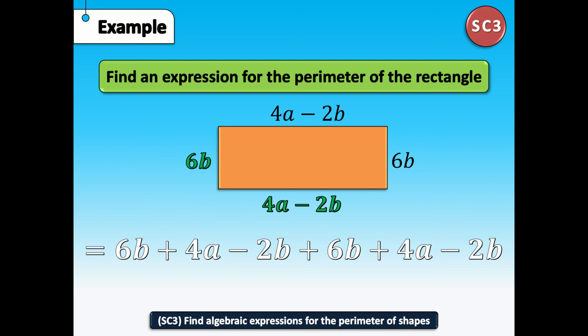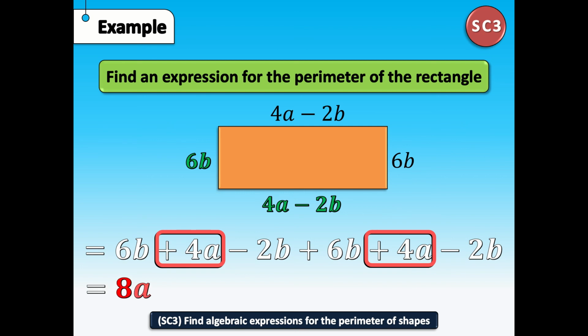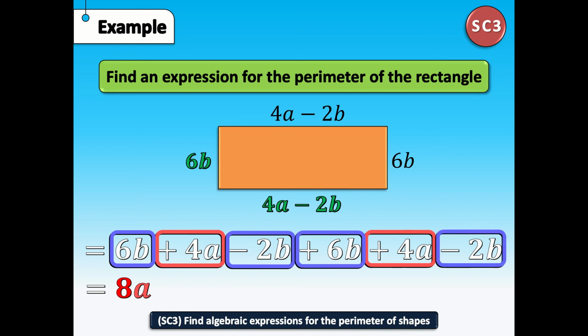Now we can simplify this. If we start with the A's, we've got 4A plus 4A, which is 8A. Then we do the B's. 6B take away 2B plus 6B take away 2B. So 6B take away 2B is 4B. 4B plus 6B is 10B. And 10B take away 2B is 8B. So the expression for the perimeter of this rectangle is 8A plus 8B.